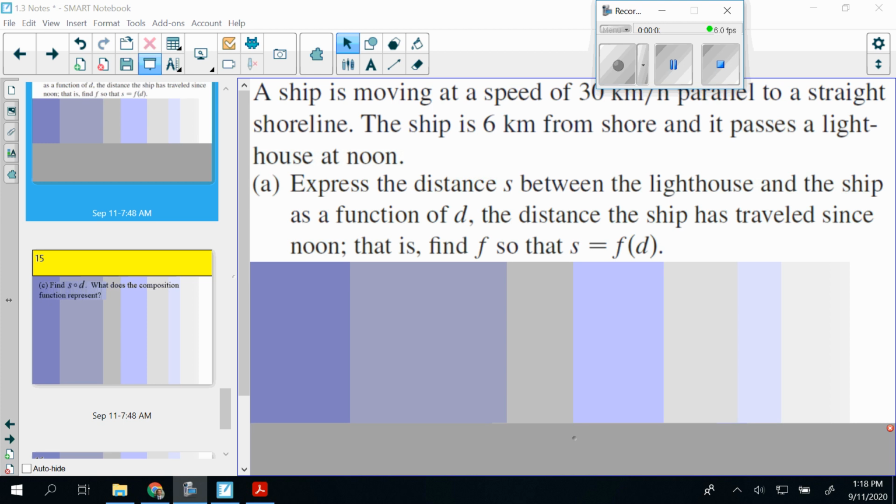All right, let's look at an example of where one of these combinations of composition would come in, like a real life example. It says a ship is moving at a speed of 30 kilometers per hour parallel to a straight shoreline. The ship is 6 kilometers from shore and it passes a lighthouse at noon. Express the distance s between the lighthouse and the ship as a function of d, the distance the ship has traveled since noon. That is, find f so that s equals f of d.